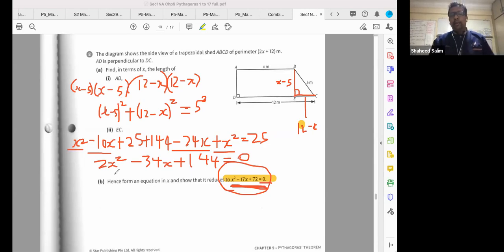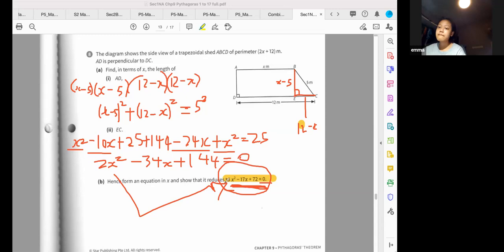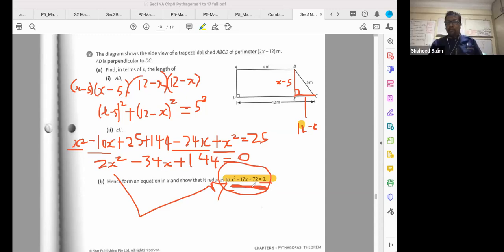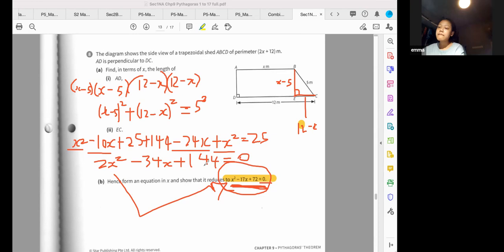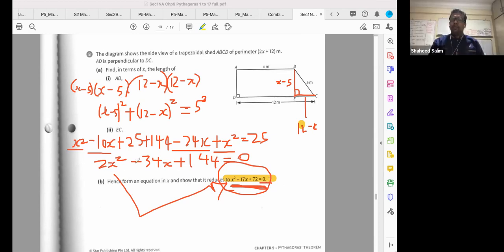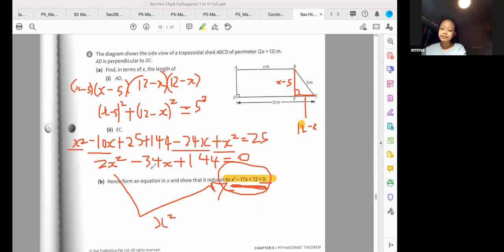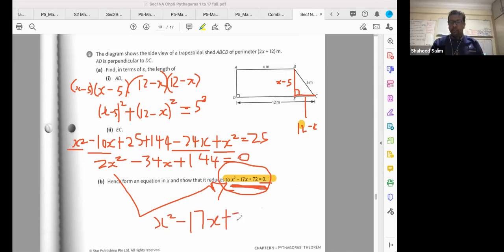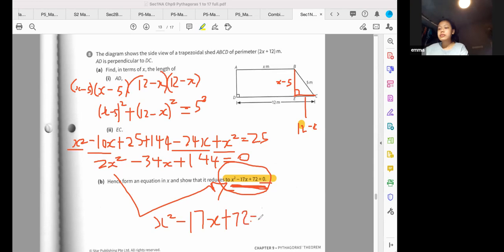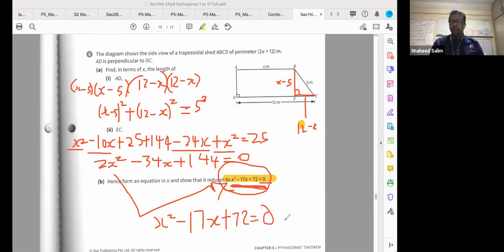Now how do you break it down to this? This is 2x squared, minus 34x, plus 144. I can divide this all by 2. Divide by 2, I get x squared. Divide by 2, I get 17x. Divide by 2, I get 72. Is equal to 0 divided by 2, I get 0 still.